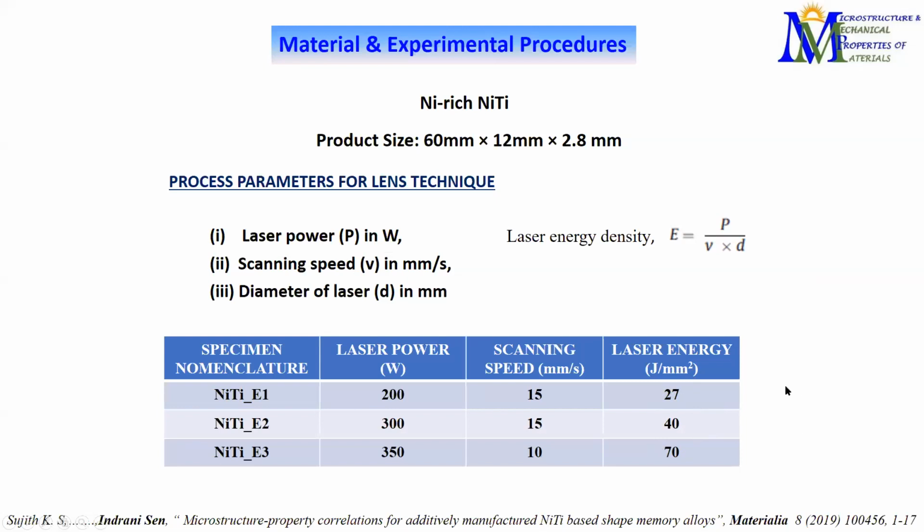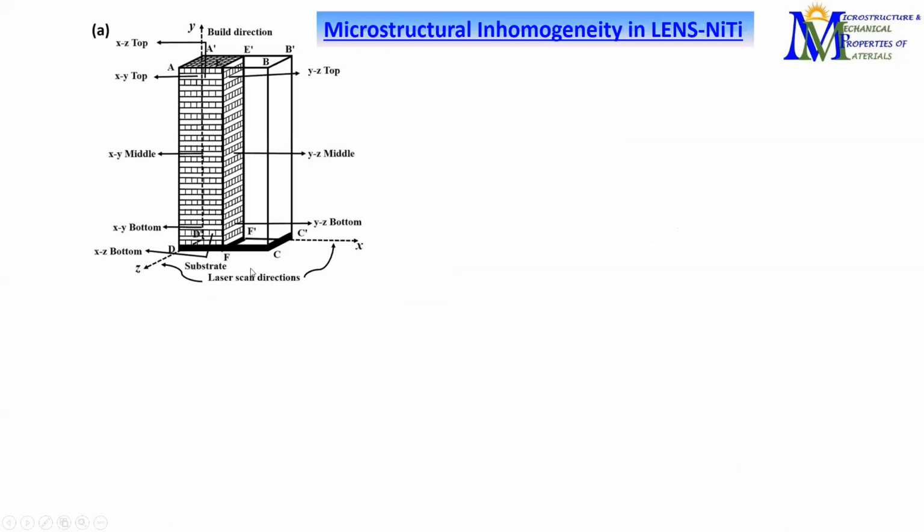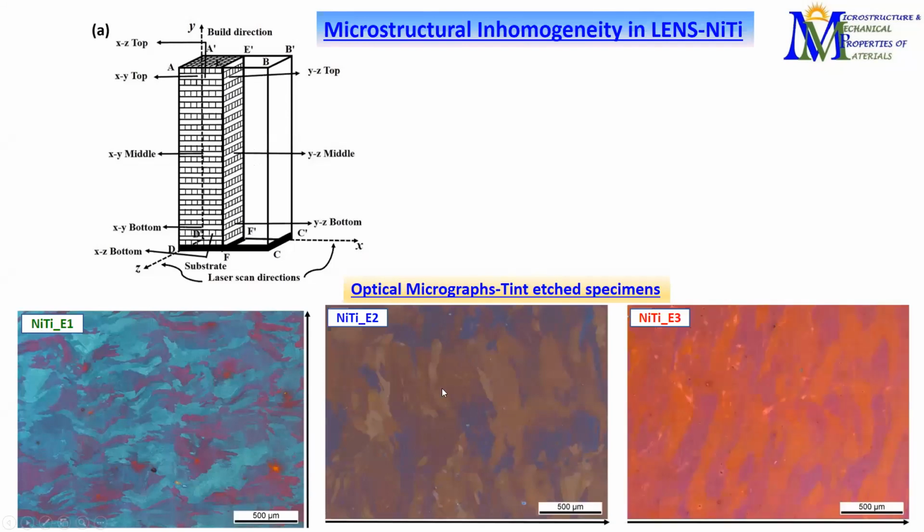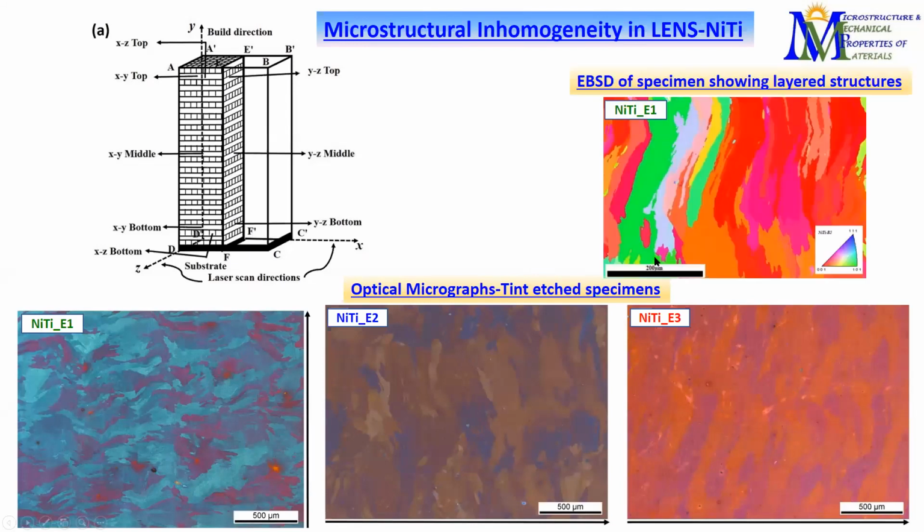Now, this is the schematic of the component that is being formed, and we initially did a microstructural study. We studied the microstructure at different sections: top, middle, bottom, cross section, as well as the innermost areas, along the build direction, perpendicular to the build direction, parallel to the build direction, etc. This is how the microstructure looks, with the different grain colors here. These are simply optical micrographs, color tint etched, which show the different orientations. But in the EBSD, you can very well understand the layer by layer formation procedure.